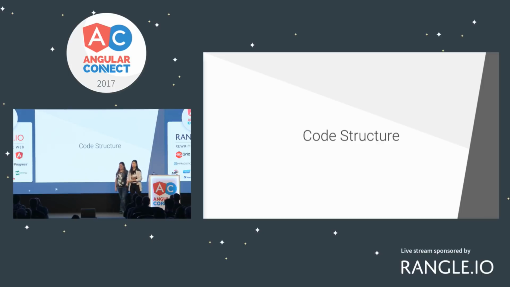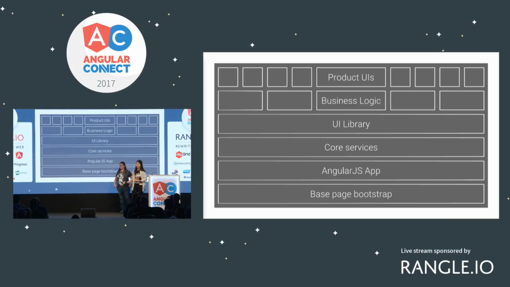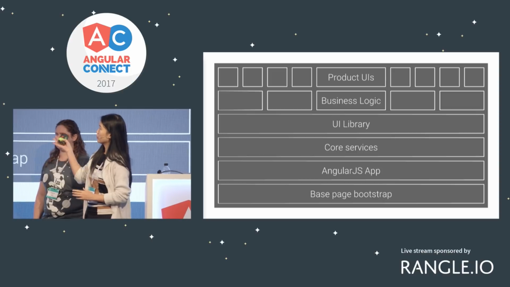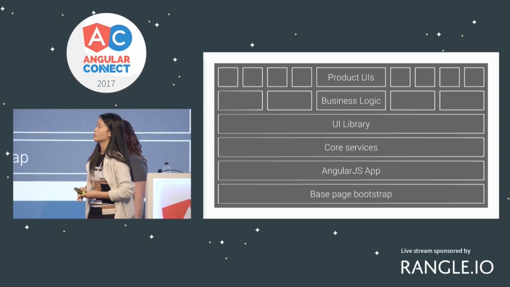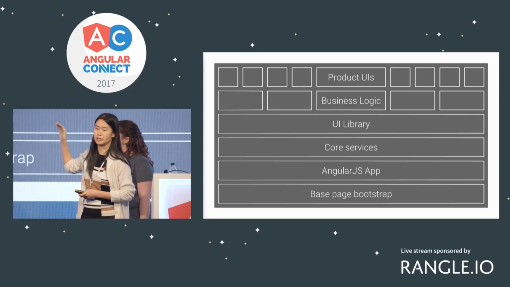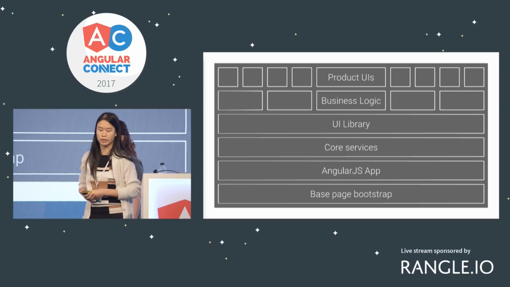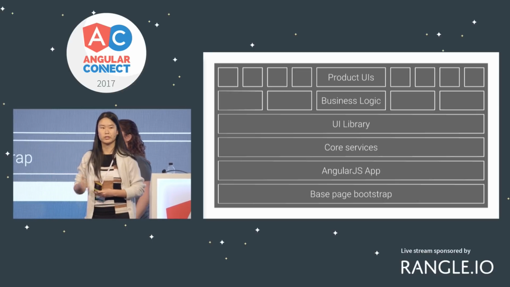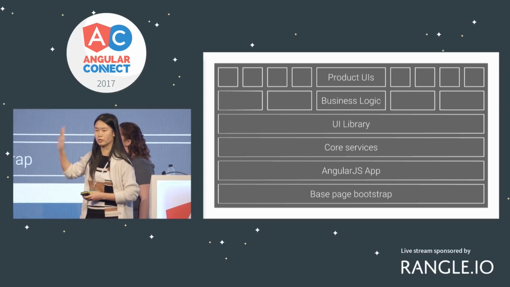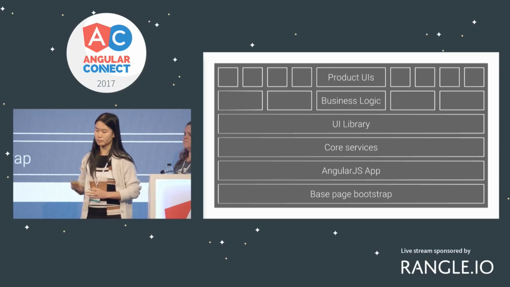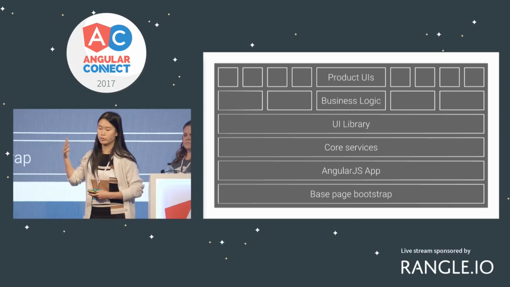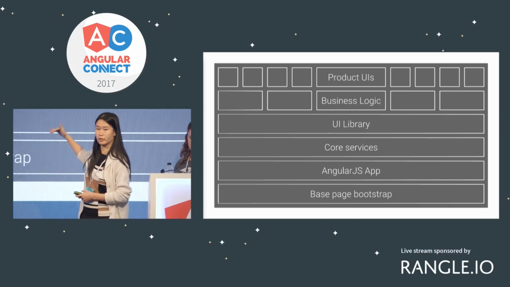Okay, so let's see how this is reflected in our code structure. So here is our pre-migration code structure. The most important thing to note here is the distinction that we call core versus product. So core is the horizontal stacks that you see here that are all interdependent and build on top of each other. Whereas our product UIs are largely vertical slices that are independent from each other and that write their own business logic. So for our migration, we want to do this in stages starting from the bottom of this diagram and moving up.